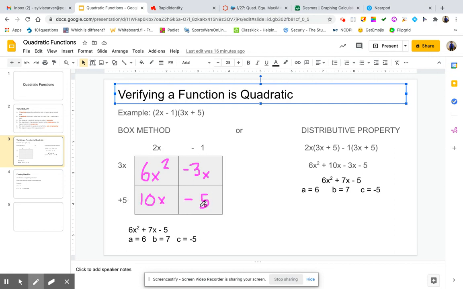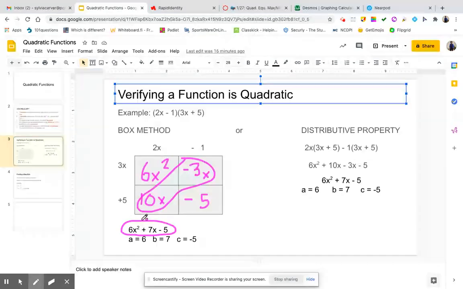So this first way is called the box method. I set up a 2 by 2 box. I put my first binomial on top, the second one on the side, and I went through and multiplied. You combine like terms, and when you combine like terms, 10 minus 3 gives me 7x. So this down here is our final answer. And you can read off your coefficients, A, B, C. A is positive 6, B is positive 7, and C is negative 5. Make sure if there is a negative or something in the front that you include that in your answer.